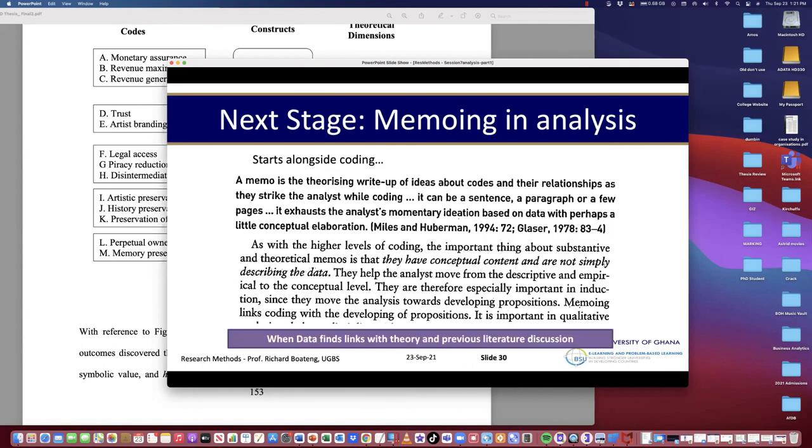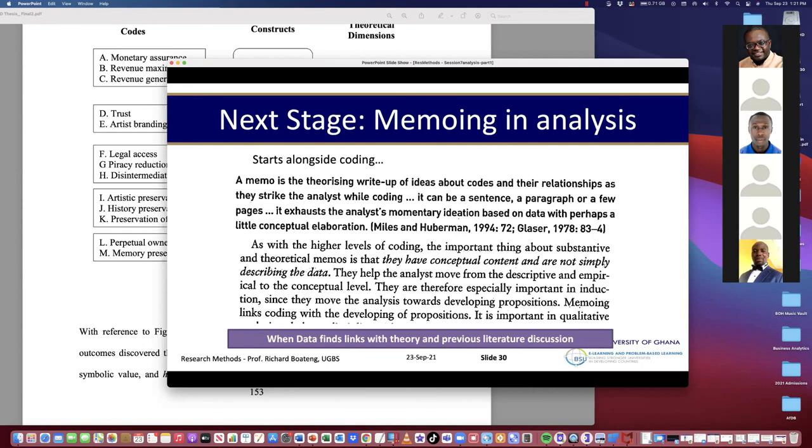Now, the next step is the memoing, when you start writing. Memoing is theorizing write-up of ideas about codes and their relationships as they strike the analyst's coding. It can be a sentence, a paragraph, or a few pages. It exhausts the analyst's momentary ideation based on the data, with perhaps a little conceptual elaboration.